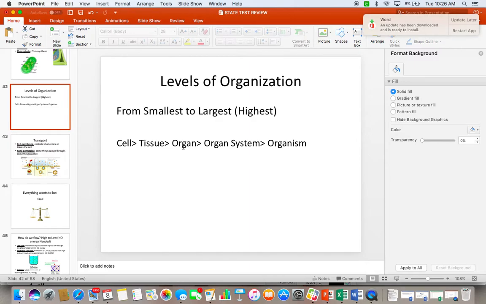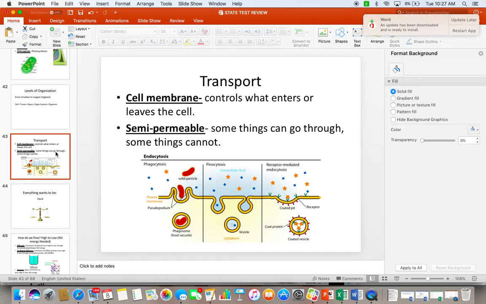An organ in us could be a bone. It could be your heart. It could be your brain. And, of course, in a plant, it could be a leaf or a flower or a stem. So these same things apply to plants and animals.